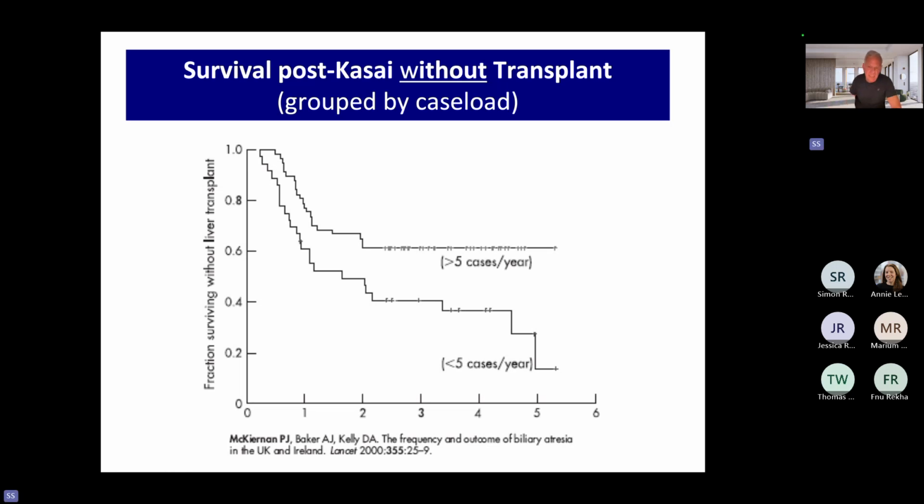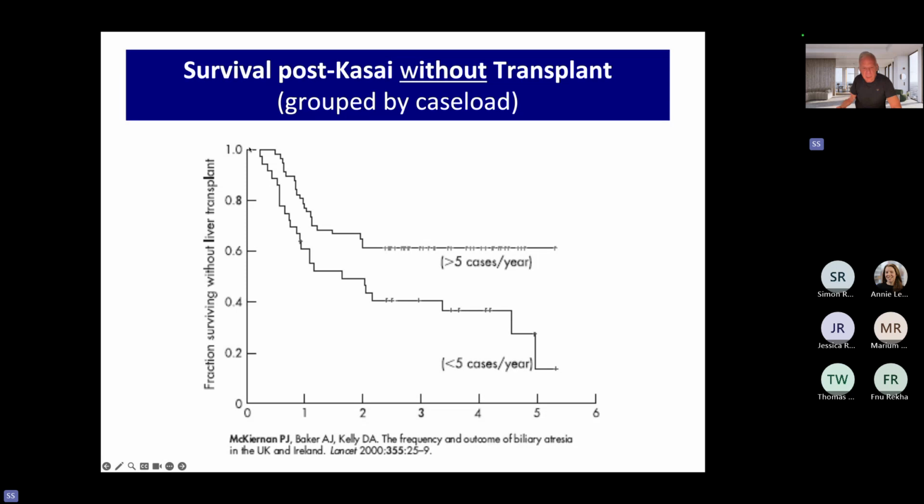Again, this is looking at it in a different way. Why do we transfer our cases out? Again, this is an early study, but it's very telling. This is the fraction surviving without liver transplantation, or with the native liver, for a surgeon who does more than 5 cases a year compared to a surgeon who does less than 5 cases a year.